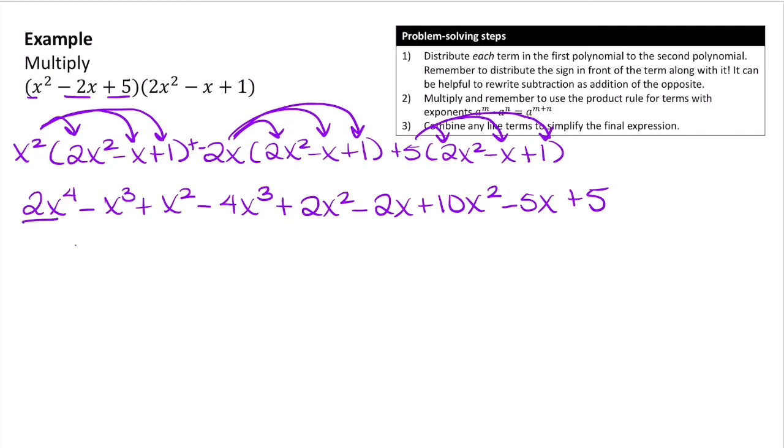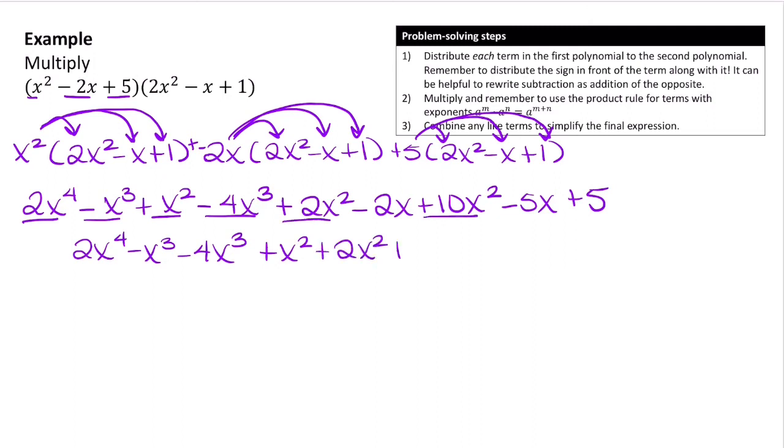So there's no other x to the 4th term, so I'm just going to write 2x to the 4th. And then I have minus x cubed, minus 4x cubed, and let's see, no other x cubed terms. Okay, so now we have plus x squared, plus 2x squared, and then plus 10x squared. Okay, so now for our x term, so we have minus 2x, minus 5x, and then finally plus 5.